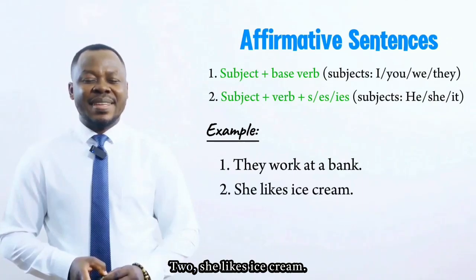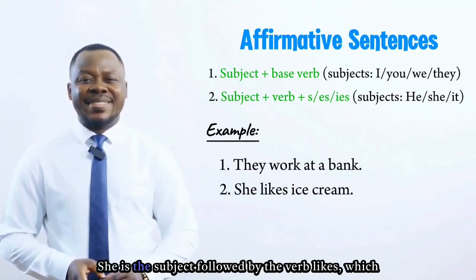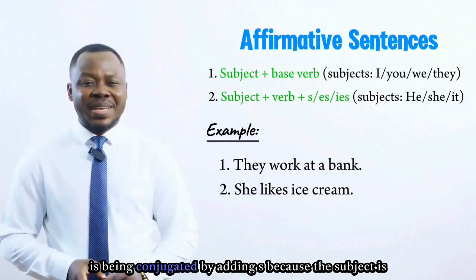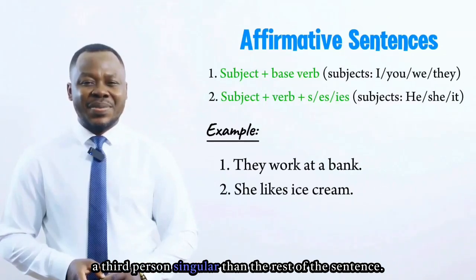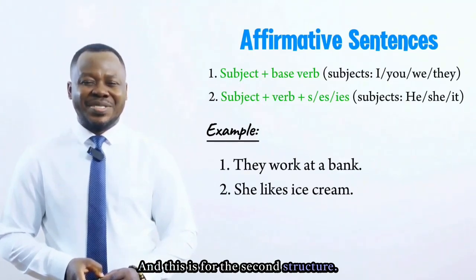2. She likes ice cream. She is the subject, followed by the verb likes, which is being conjugated by adding s, because the subject is a third person singular, then the rest of the sentence. And this is for the second structure.